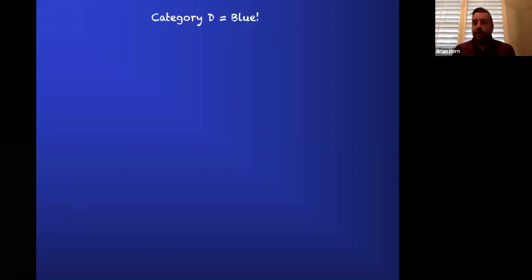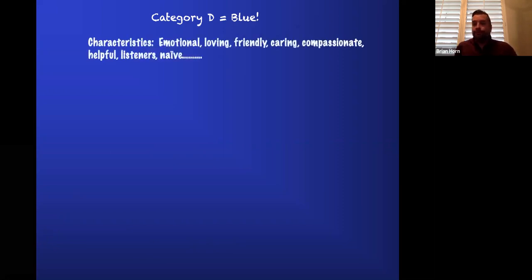The last category is category D, and this is the blue personality. This is very common, particularly with elementary teachers as well as Christians. Christians tend to have a very blue personality, as they should. And again, I'll reference this at the end of the presentation. They're naturally friendly, loving, compassionate. They're empathetic. They want to get to know you.